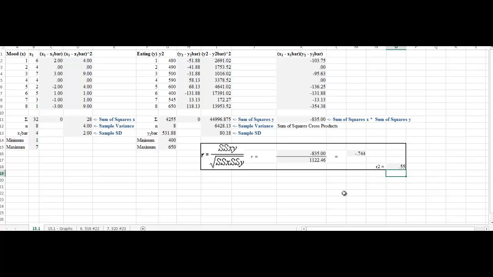So what does this mean? We have a negative correlation. Remember, we can have positive correlation, negative correlation, no correlation, right? So three options here. We know negative 0.744, that is really close to a perfect correlation, right? But it's going to be in opposite directions. So as one increases, the other is decreasing. So higher moods are associated with eating fewer calories. The higher your mood, the lower your calories here.